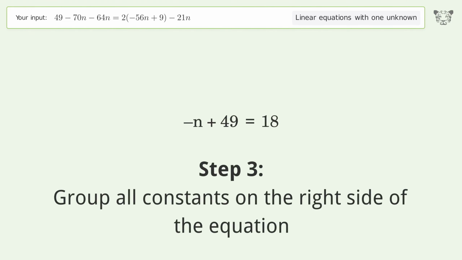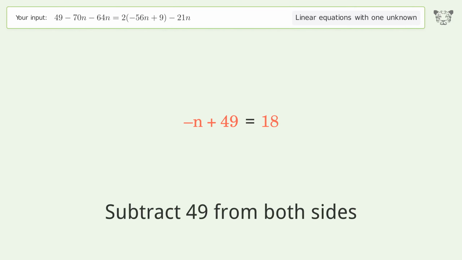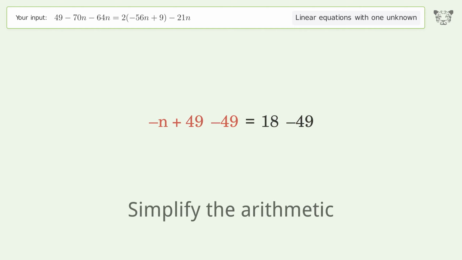Group all constants on the right side of the equation. Subtract 49 from both sides. Simplify the arithmetic.